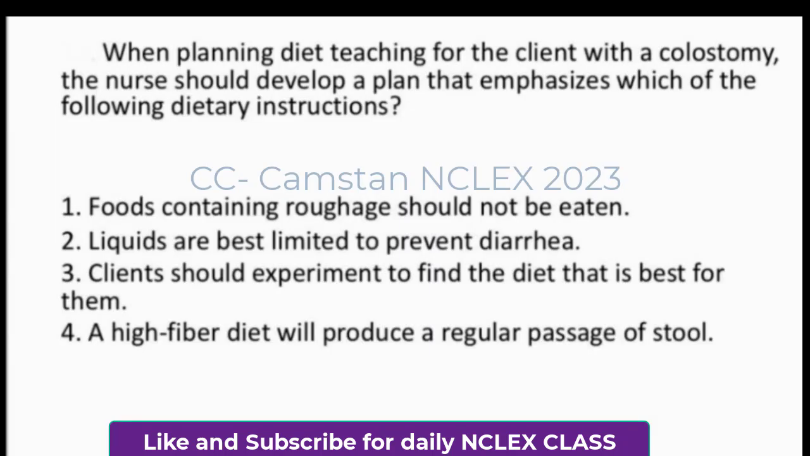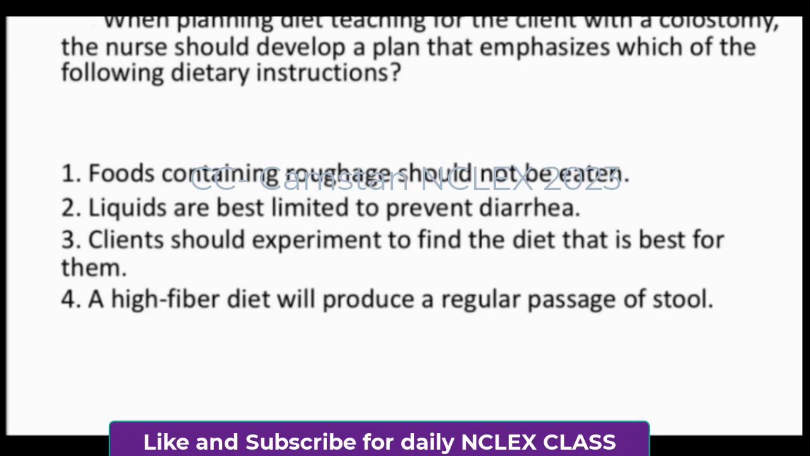When planning diet teaching for the client with a colostomy, the nurse should develop a plan that emphasizes which of the following dietary instructions. It's an easy question. Basically, they are asking, when the nurse is teaching the client about diet, what main factors she should emphasize. So let's read through the options.